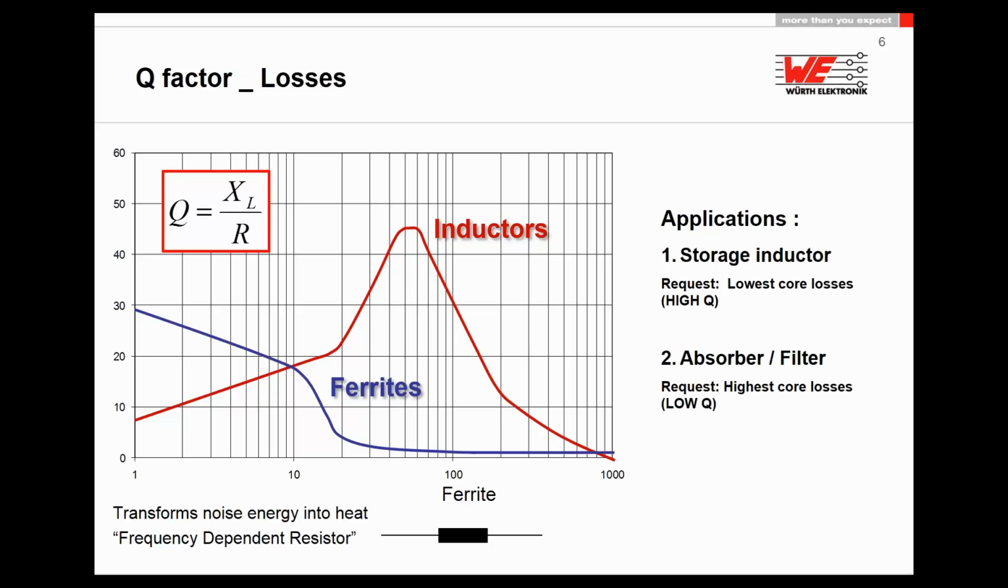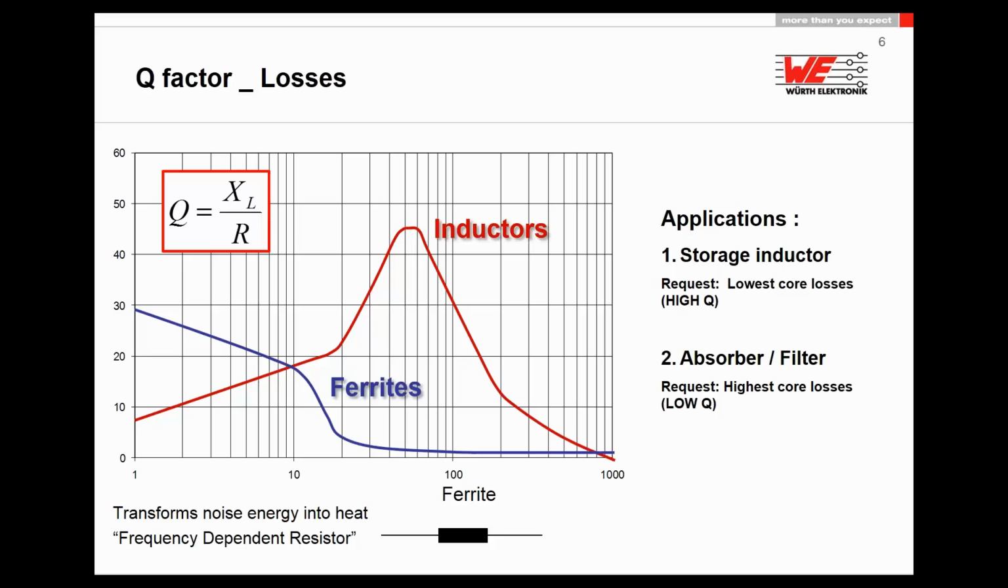For an inductor, normally with higher frequency the Q factor is increasing, so in fact it will not be so good for a filter. For ferrites, especially ferrite beads, we produce them with the aim that they should have a low Q factor. They should be lossy products, very bad for storage and very good for absorbing or filtering.